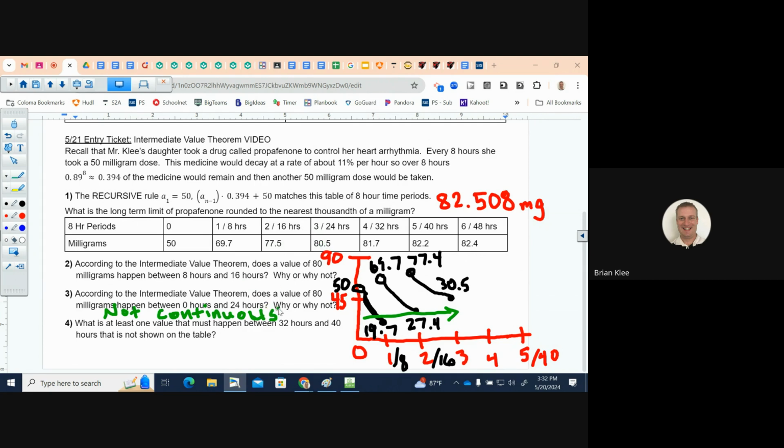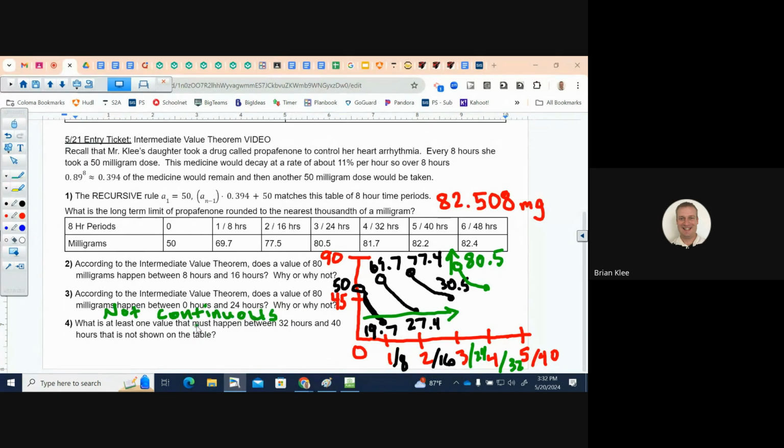And not only is it like, the misconception is it's going to happen, but it's going to be continuous. What's going to happen? We're going to shoot up 50 more. She's going to go immediately from 30.5 to 80.5 at the start of the third 8-hour time period, 24 hours. Okay. So because it's not continuous, it's not going to happen.